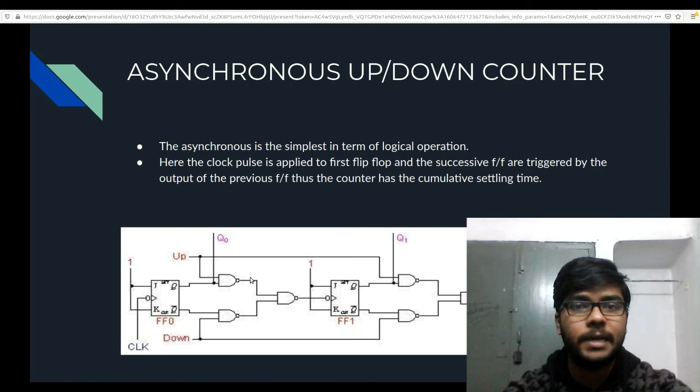So let's talk about asynchronous counters. The asynchronous counter is the simplest in terms of the logical operation. Here the clock pulse is applied to the first flip flop, and the successive flip flops are triggered by the output of the previous flip flop. Thus, these types of counters have some cumulative time lag, some settling time. We will discuss them in the future.